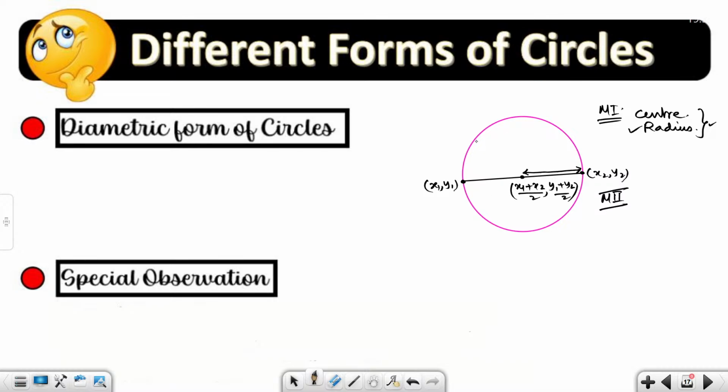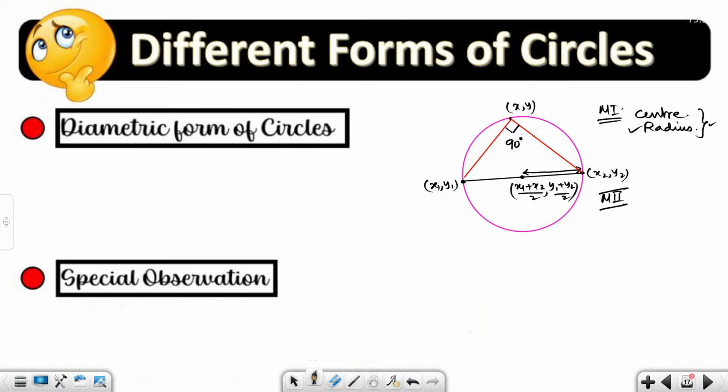So what I will do, I will simply take, let x comma y be any point on this circle, and I will simply join these two points, this one and this one. Is it clear? Now, how many of you can see that this angle is 90 degrees? Why? Because the angle in a semicircle is always a right angle.